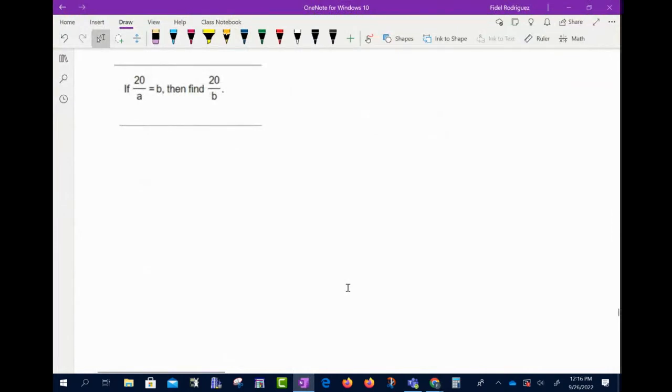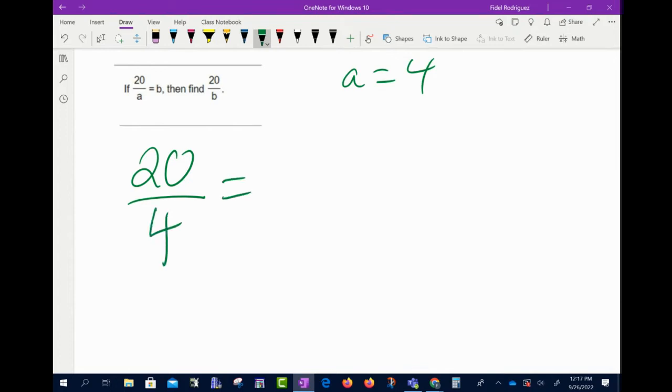Okay, so let's take a look at the next one here. It says, if 20 divided by A is equal to B, then let's find 20 divided by B. So, y'all, in doing this problem, what I would probably do is pick a number for A. And since I'm dividing 20, I want to pick a number that I know I can divide into 20. So maybe 4, right? So let me put a 4 right here.